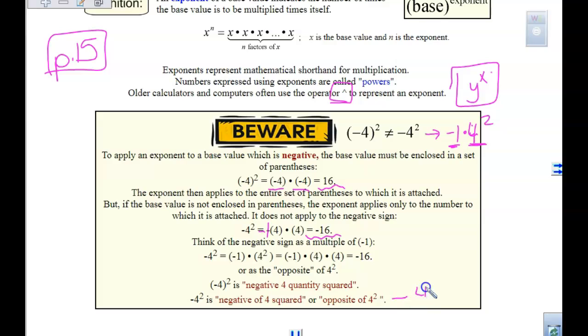So this one was negative 4. This one gives us the negative 16. This one gives us positive 16 because you're squaring the negative. So just making sure you're understanding that vocabulary.